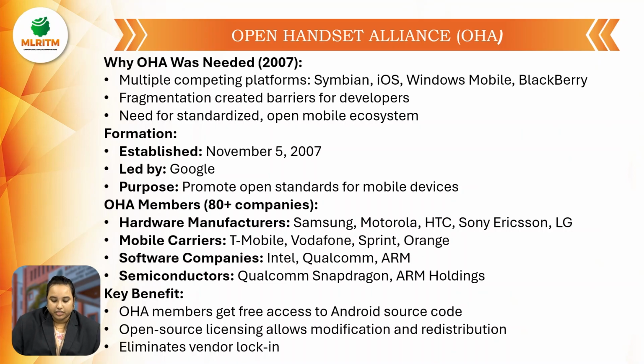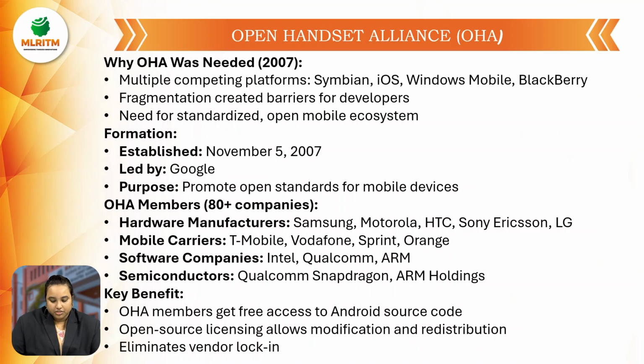Why was the OHA needed? In 2007, there were multiple competing platforms like Symbian, iOS, Windows Mobile, and BlackBerry. Fragmentation created barriers for developers and there was a need for a standardized open mobile system. The alliance was established on November 5th, 2007, led by Google, and the purpose was to promote open standards for mobile devices. There were 80 plus companies in the OHA.